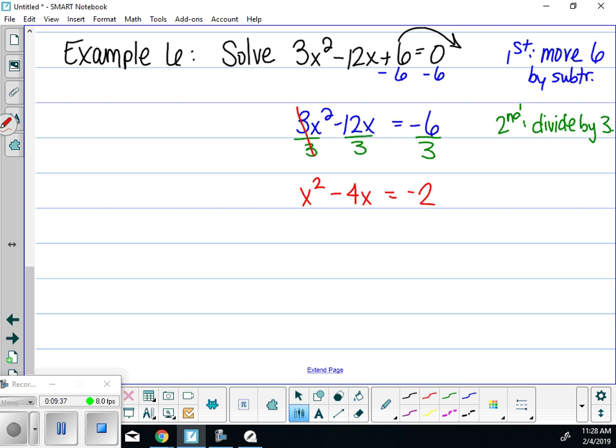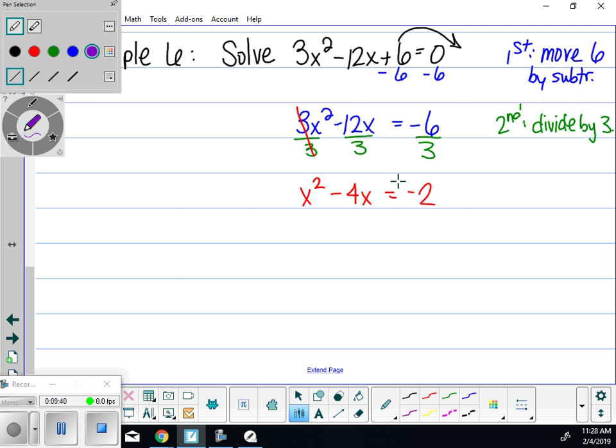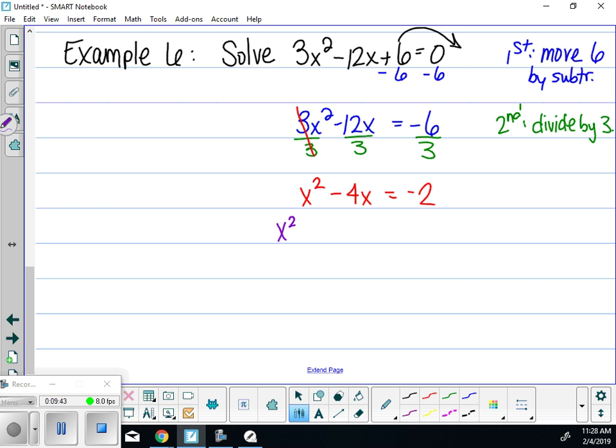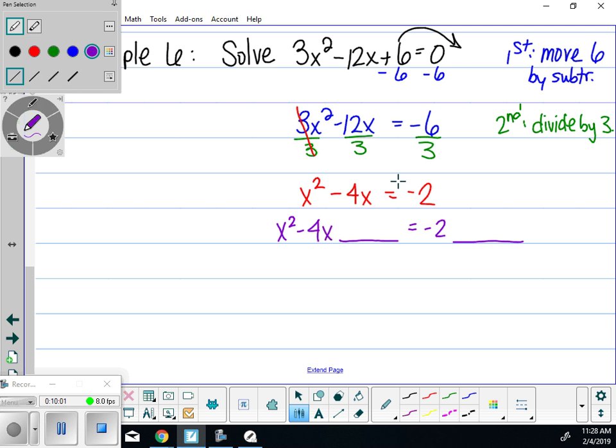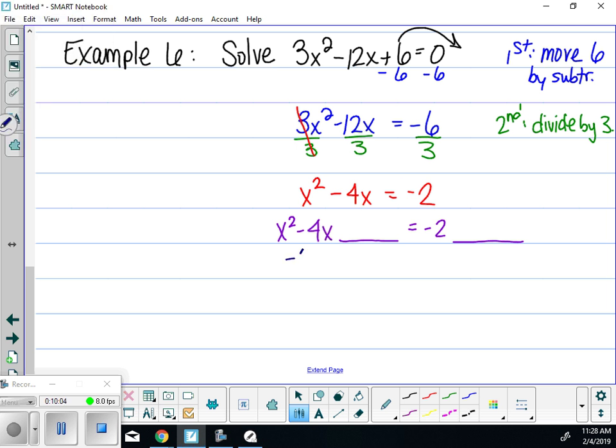Now I am going to complete the square. So I have x squared minus 4x. I want to add a number in there to complete the square, equals -2, and if I add it on the left, I also have to add it on the right. So my number is going to be: negative 4 divided by 2 is negative 2. Square the negative 2, so plus 4 and plus 4.